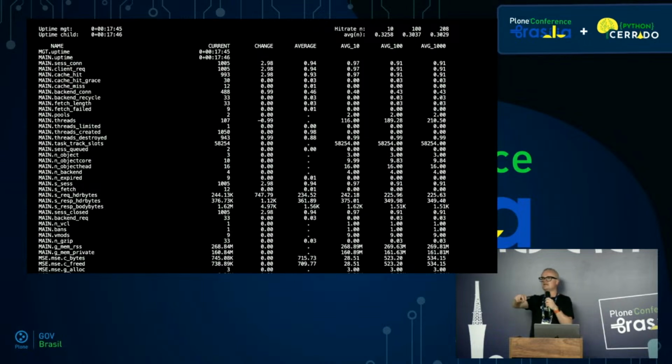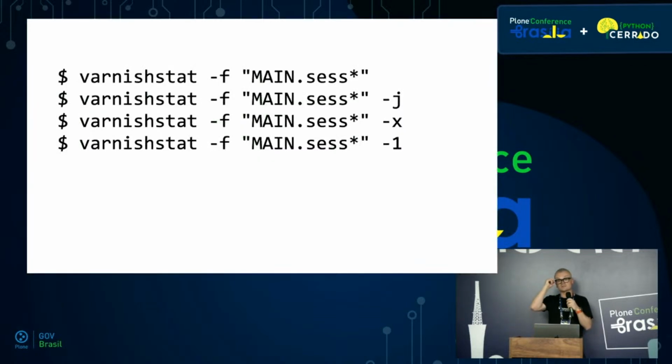You can type D to show the zero values as well, but counters that have a value of 0 don't typically show up. You can do V to see more verbose metrics that usually don't show up. But you can also filter. So if you only want to see certain things, let's say you want to see session information, well, you can do -f and then use glob patterns to do main.ses asterisk, and you'll see all of them.